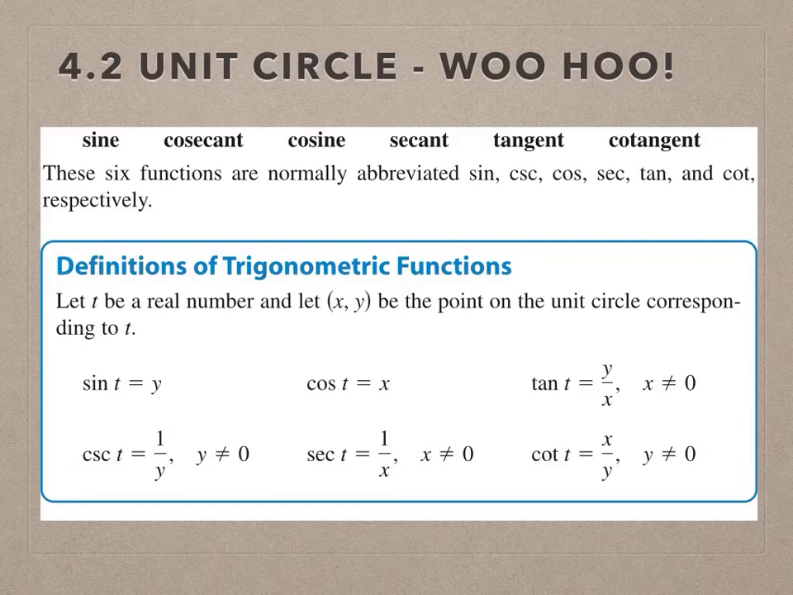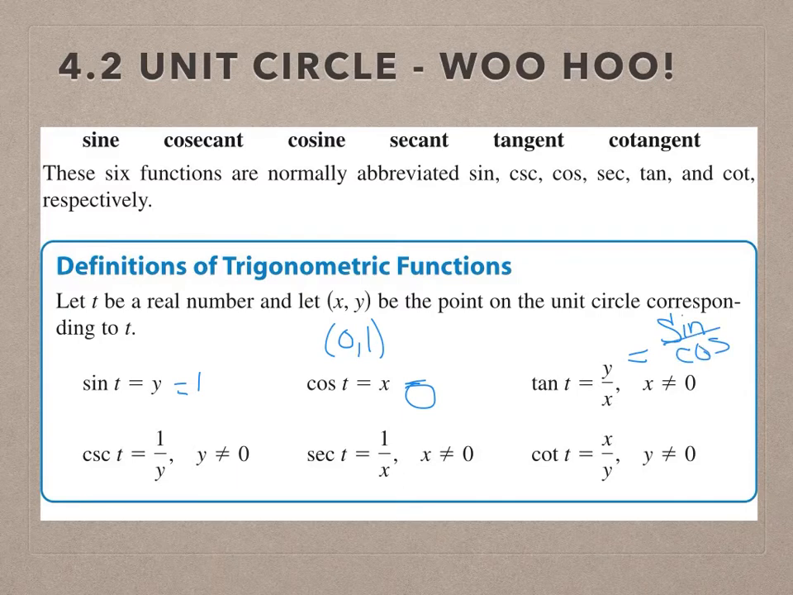So let's say we get the point on the circle that is (0, 1). That's my point. Well, then the sine of the angle that makes that point is going to be just the y value, which in this case would be 1. The cosine is the x value, which in this case would be 0. And tangent is y divided by x, which we know as sine over cosine.